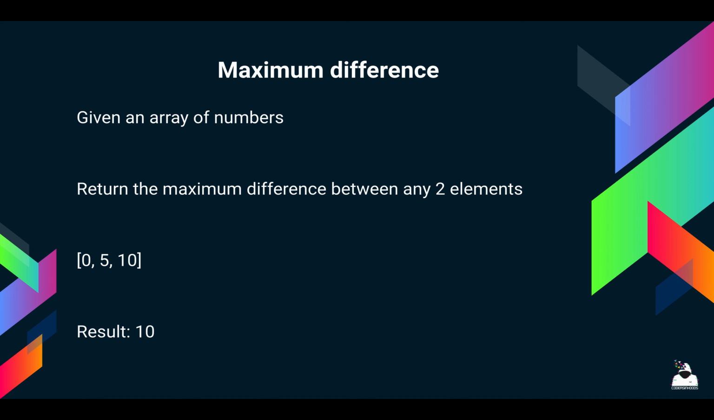Here is an example. We have an array of 0, 5, and 10. And the result in this case is going to be 10. The biggest difference in this array: we have 0 and 5, the difference is 5. We have 0 and 10, the difference is 10. And we have 5 and 10, where the difference is 5. So the largest difference in that set of combinations of numbers is between 0 and 10. Therefore, the result in this case is going to be 10.